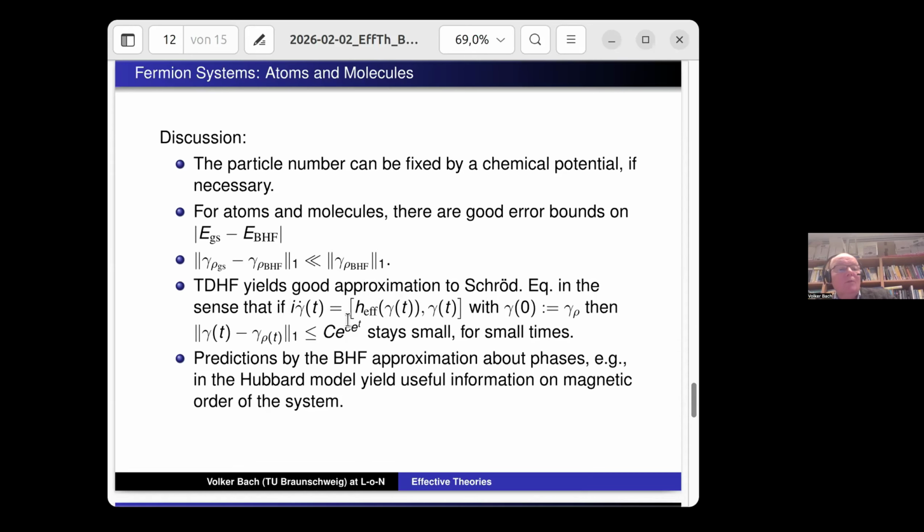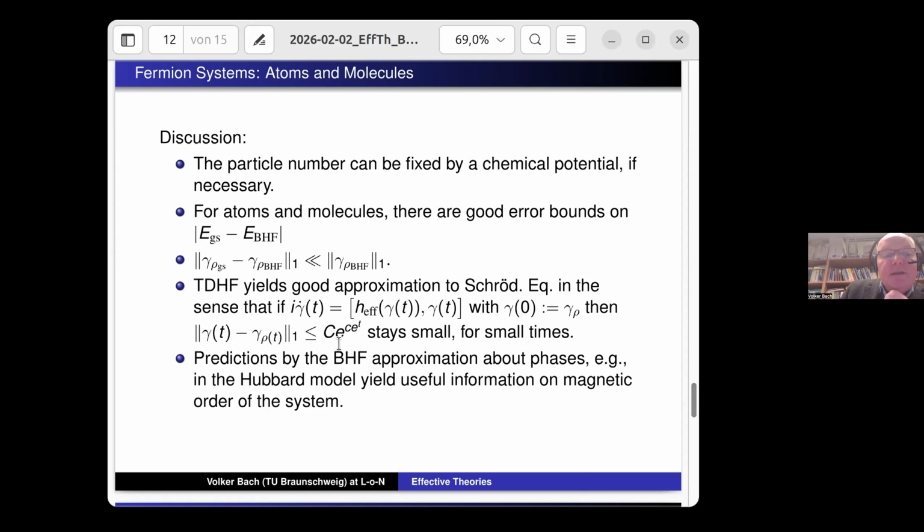And also it has been proved that at least for small times, this approximate evolution, so this time-dependent Hartree-Fock theory solution, stays close to the one particle density matrix of the full Hamiltonian, the full evolution. The error term is small. Well, here I'm missing a factor of t, I notice now. It stays small, but only for small times.